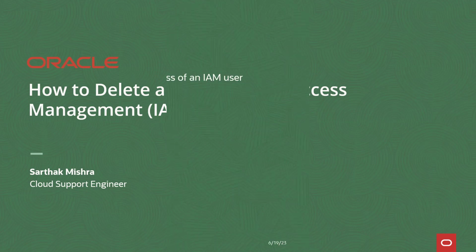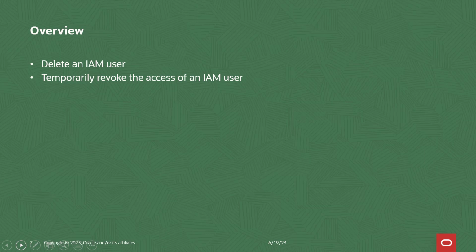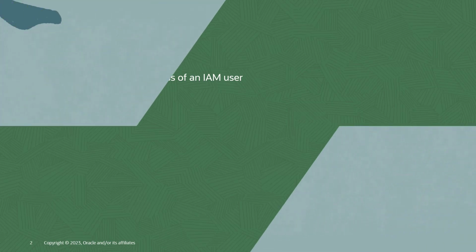In this video, I will take you through the steps of how to delete an IAM user or temporarily revoke access of an IAM user to all the resources in the tenancy via the OCI Console. To know more about basics of working with IAM users, groups and policies, check out our public documentation provided in the description section of this video.